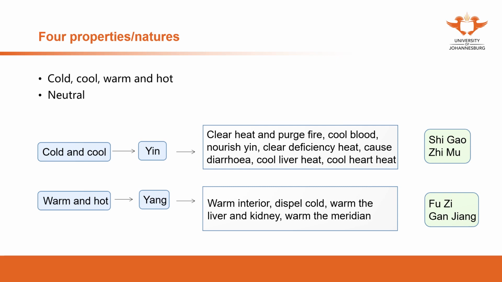So cold and cool herbs are in the yin category, and the yin category can clear heat and purge fire, can cool blood, can nourish yin, can clear deficiency heat, can cause diarrhea, can cool liver heat, can cool the heart heat. The last two are just another way to say that it can clear heat in different zangfu organs.